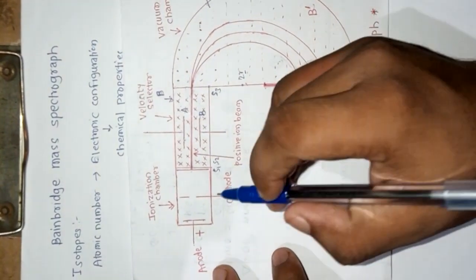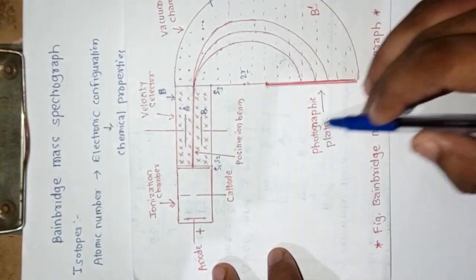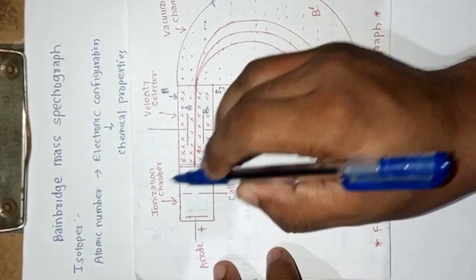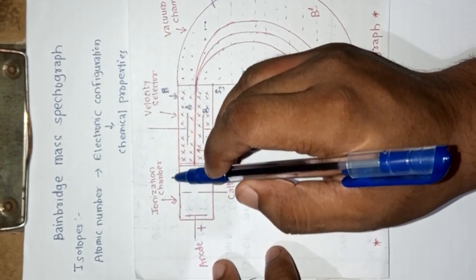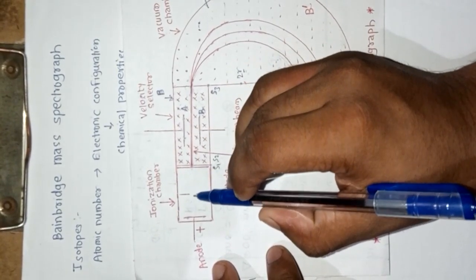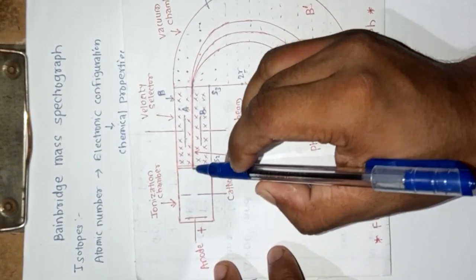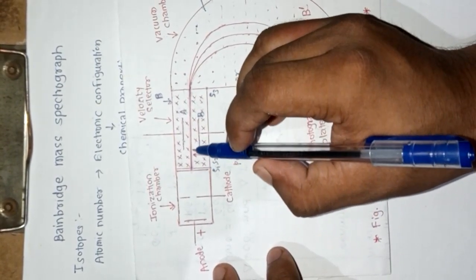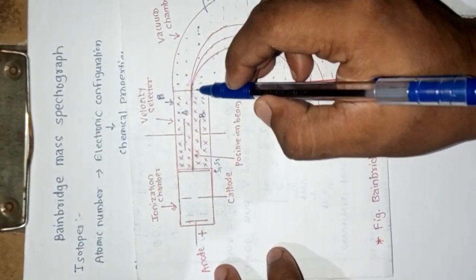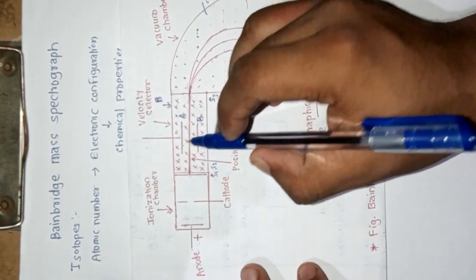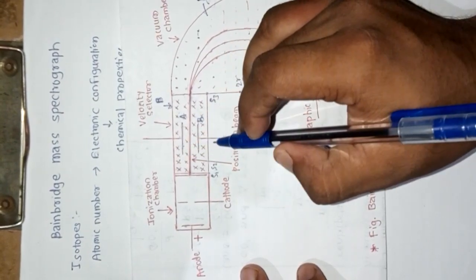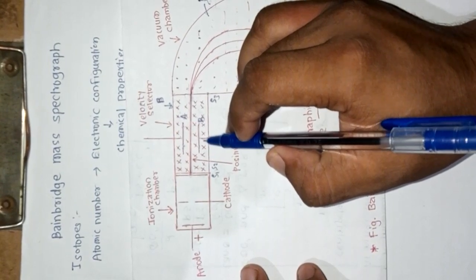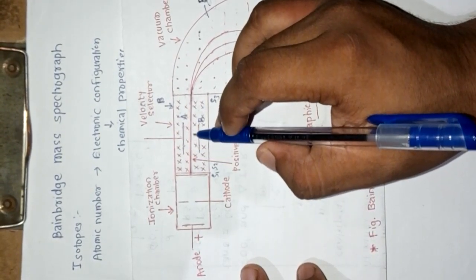Now see here in this figure, this is an ionization chamber. In this ionization chamber, ions are formed, and these ions are passed from this cathode, then from slit S1 and then from S2. After that this beam enters this velocity selector. As we know, in the velocity selector electric and magnetic fields are applied, which are perpendicular to each other and also perpendicular to the beam of the positive ion.